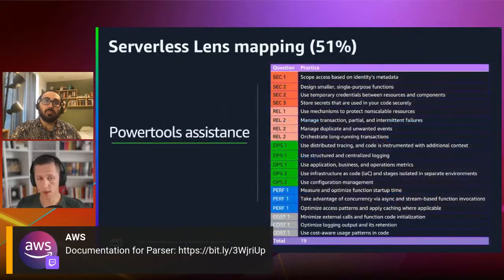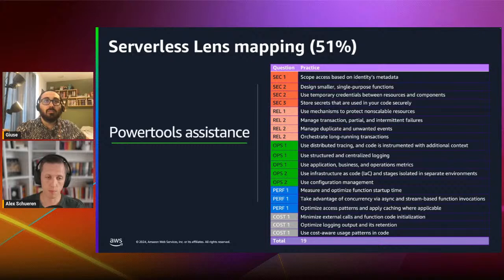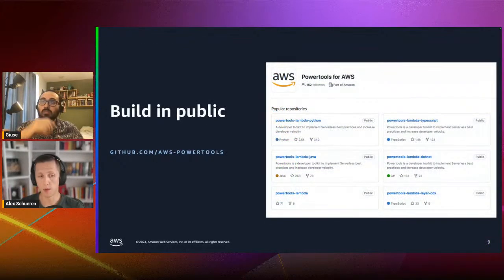So with Powertools, we cover roughly 51% of the serverless lens, mapping all the questions, all the things you need to improve. By using Powertools, you can cover most of the stuff. How we operate: Powertools is built entirely in public. We don't have internal user stories, features, or priorities. It's entirely public. All the repositories and all the code are there. You can use it.